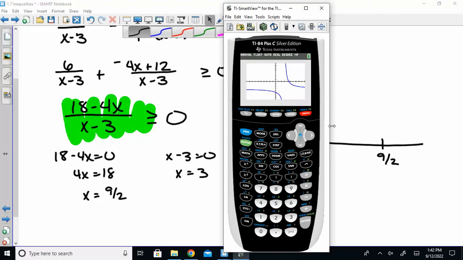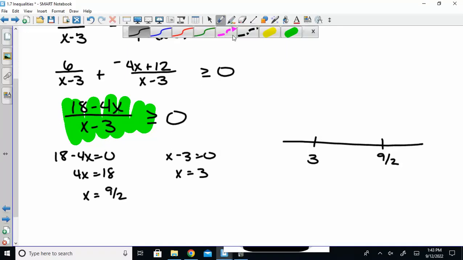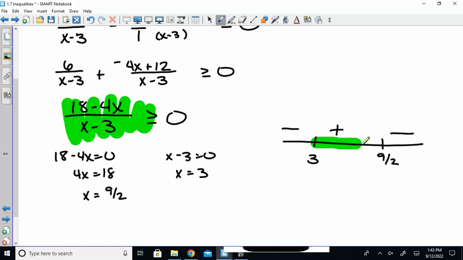Can you guys tell me what the sign would be on my graph? What's the first section? Negative, positive, negative. Which ones did I want? Greater than is positive. Can they both get brackets? No, the 3 cannot because it came from the bottom. So my answer is parentheses 3 comma 9/2 with a bracket.